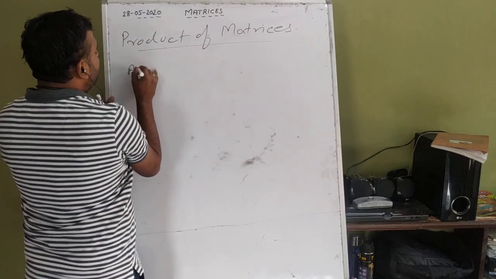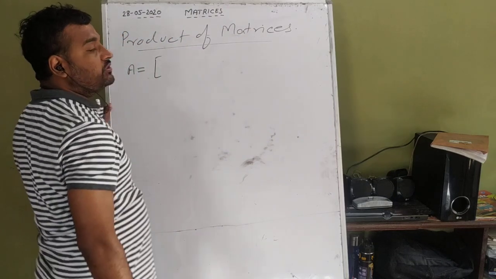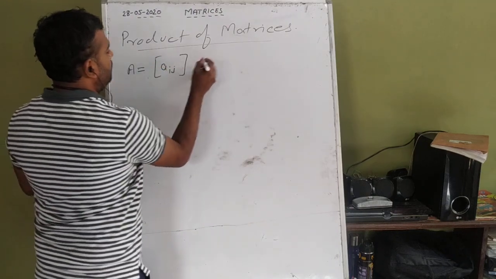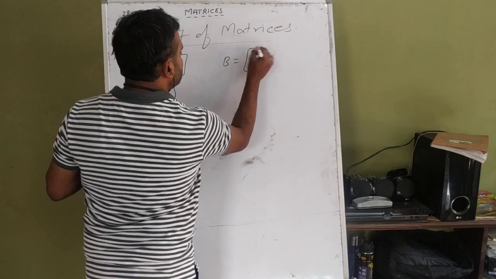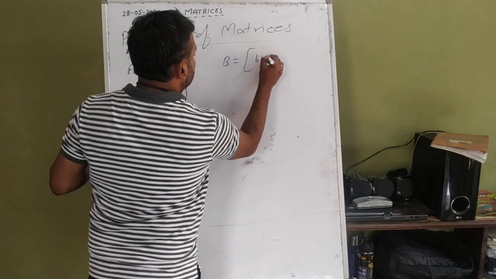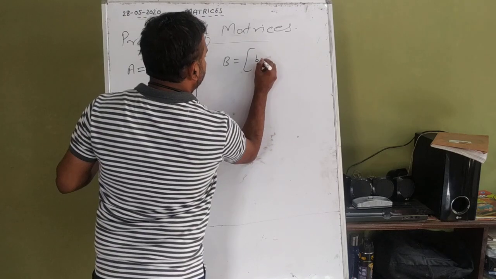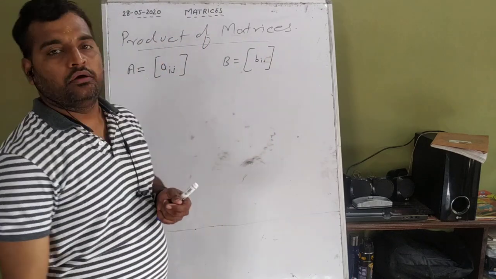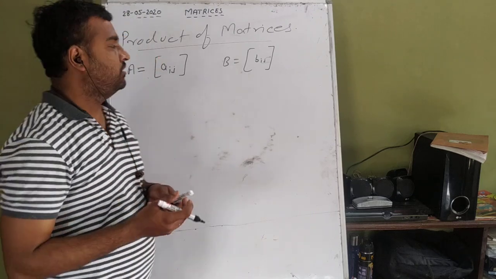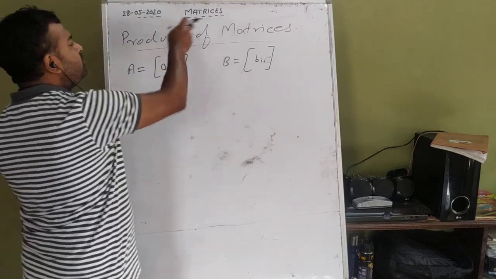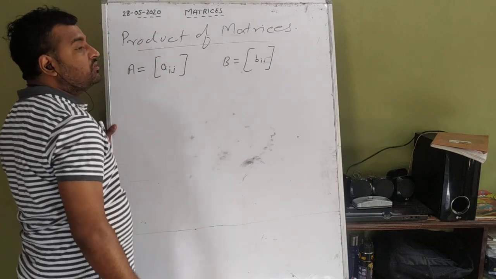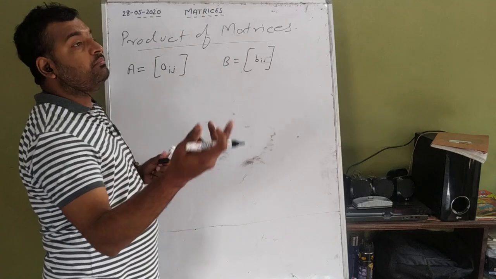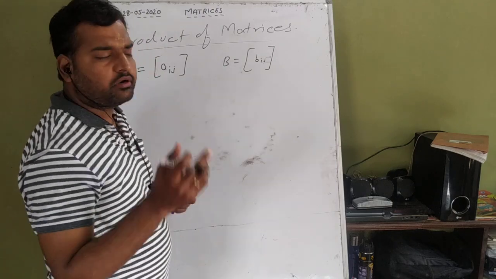There was a certain criteria in the case of addition of matrices. When the two matrices can be added, their orders must be the same, and then they can be added or subtracted. In the case of the product of matrices, there is also a certain criteria for when the two matrices can be multiplied. Now what is the criteria?